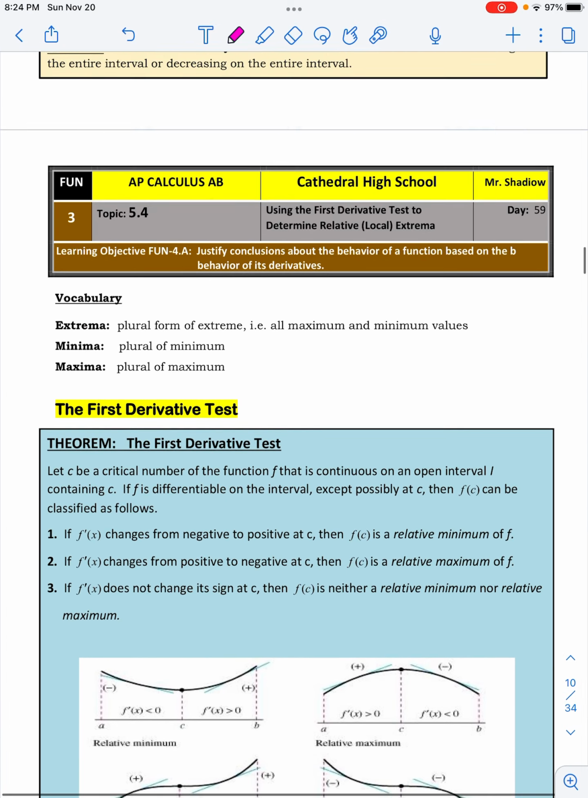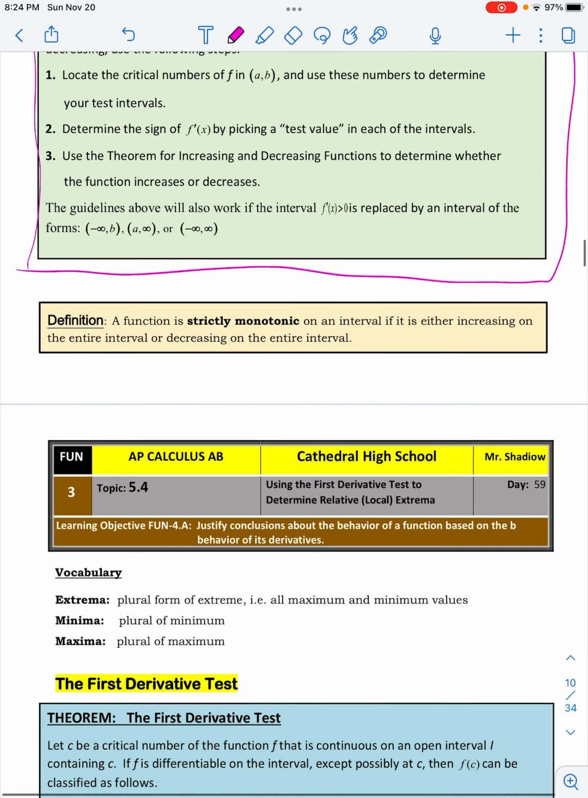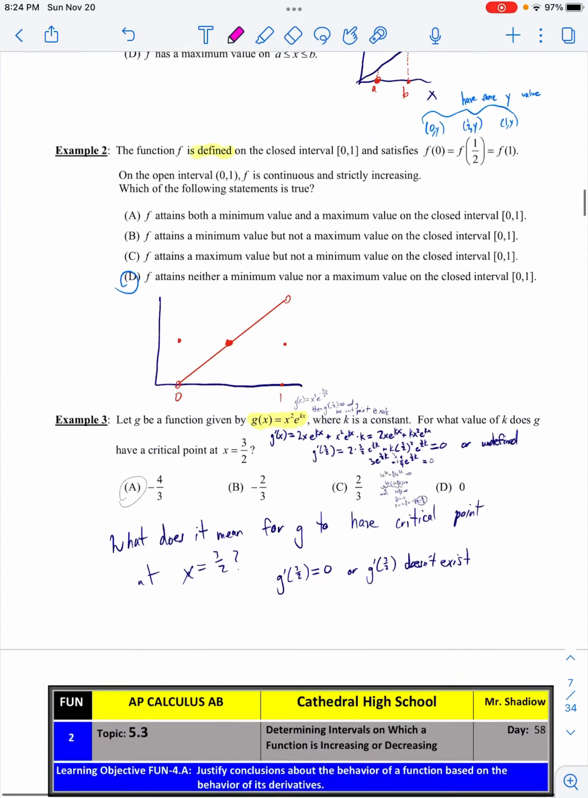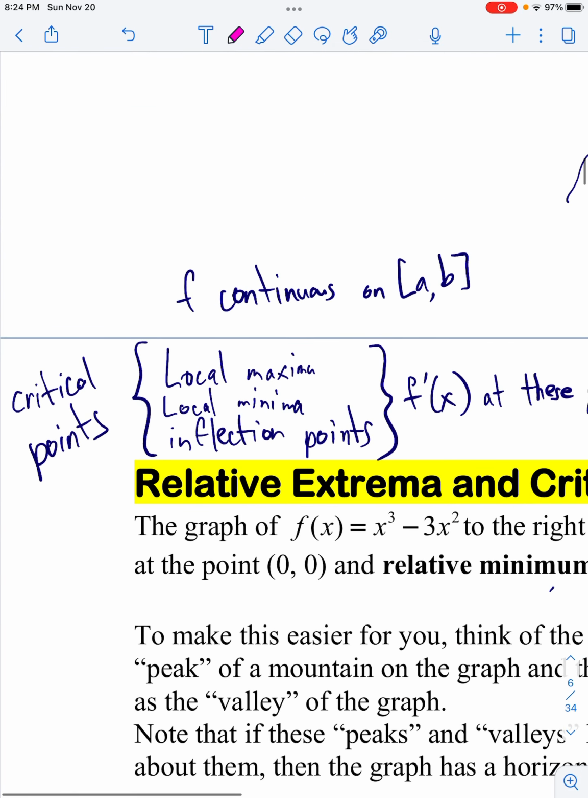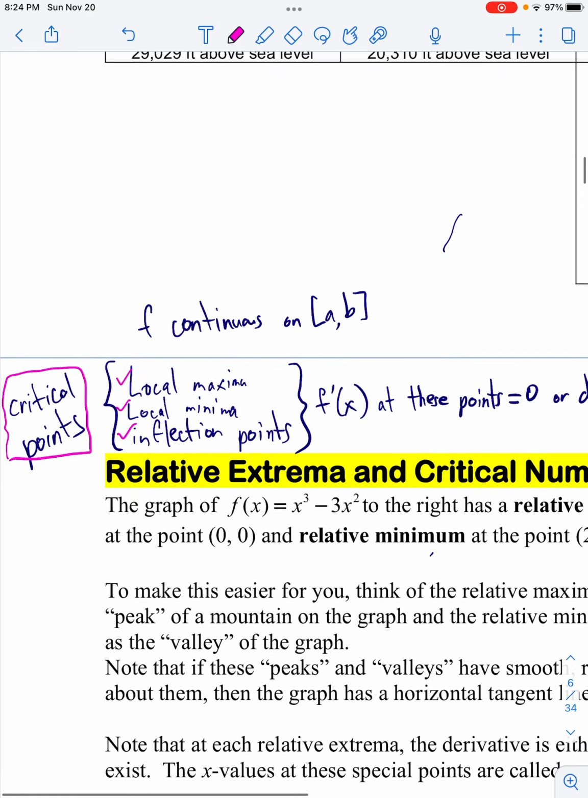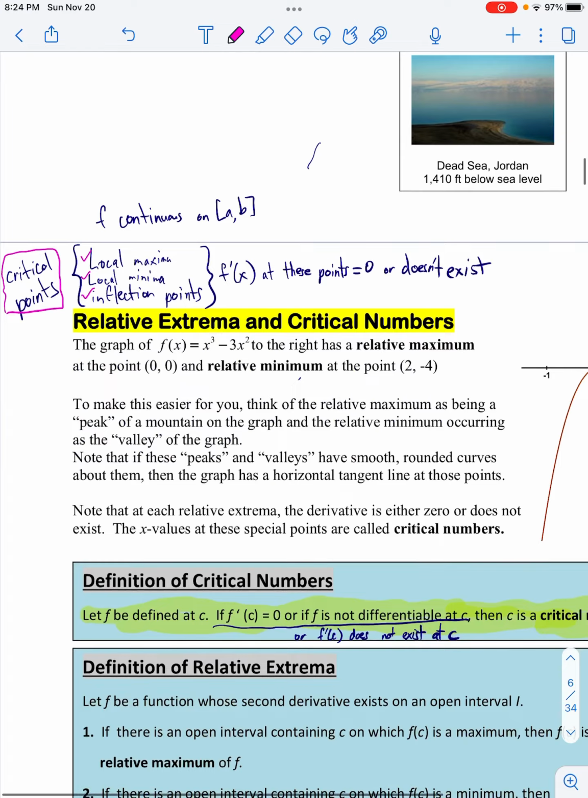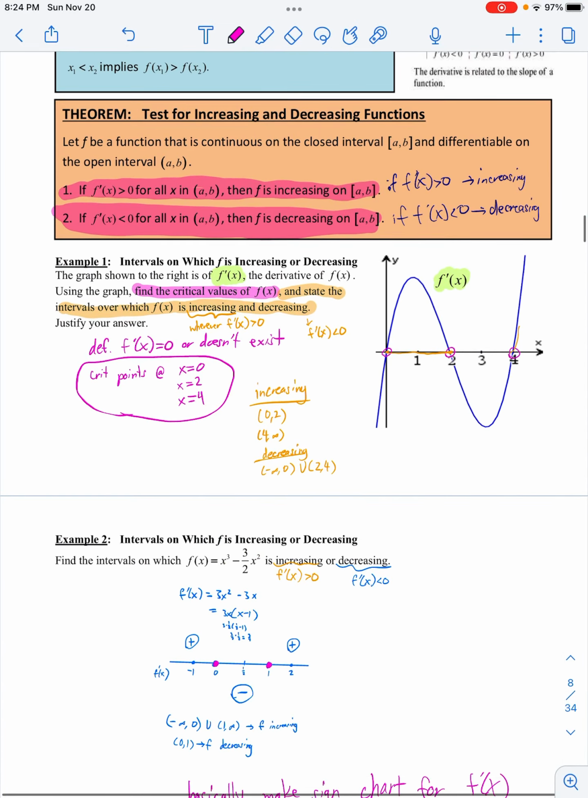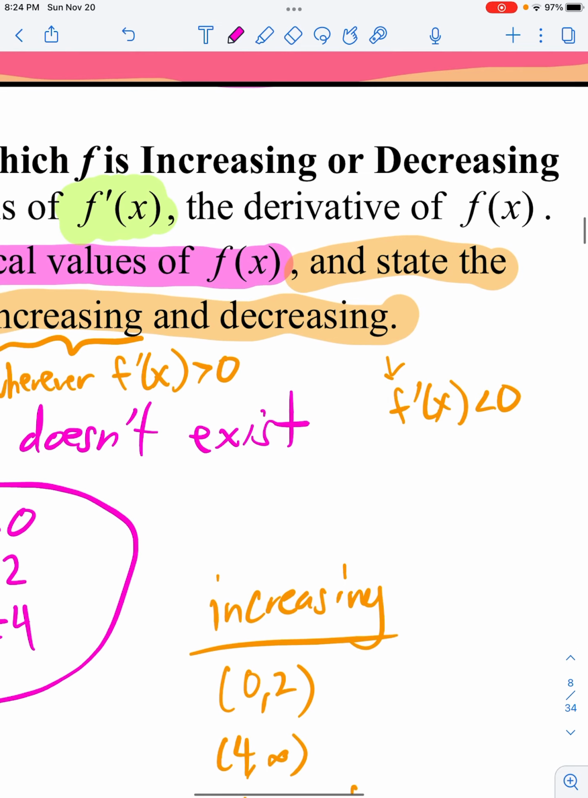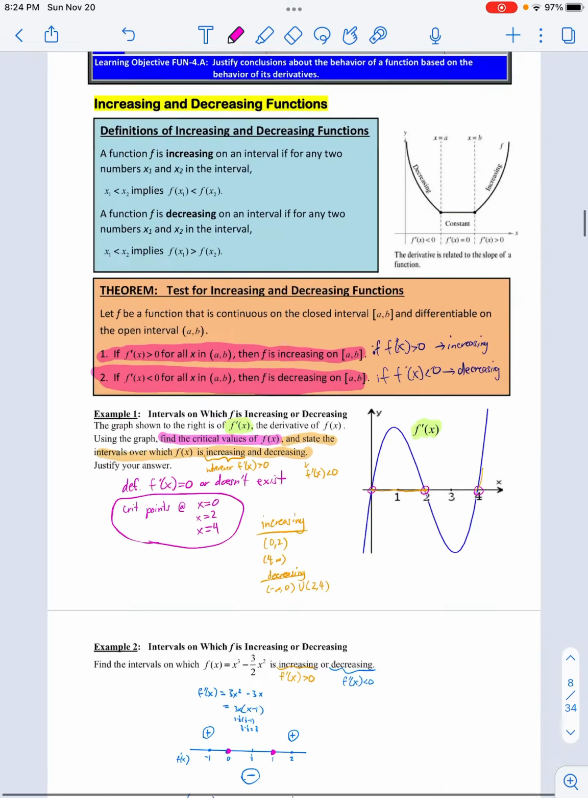5.2 was all about finding critical points. It was just about finding critical points; we did not get down to these specifics. We just wanted to find where our critical points were. 5.3 is all about finding intervals where f is increasing or decreasing. All you do is look at where f prime is positive and negative.